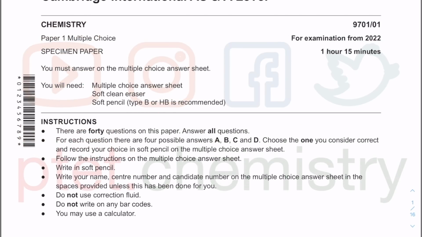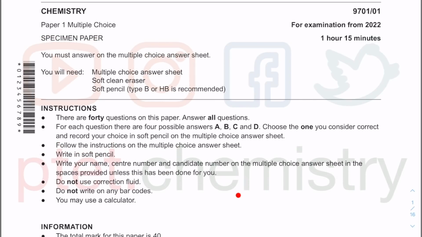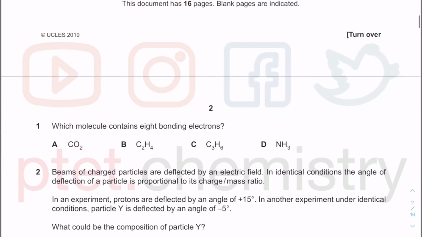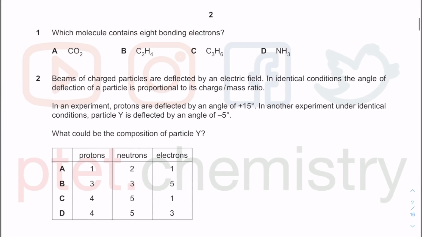The data booklet is actually inside the question paper itself, which means there are a lot more stuff which you cannot get from the data booklet directly anymore. There are still 40 questions, but there is no more section B. So of course, you're thinking that they can ask you section B type of question as well, but probably not. First question exactly. In this first question, which molecule contains 8 bonding electrons?